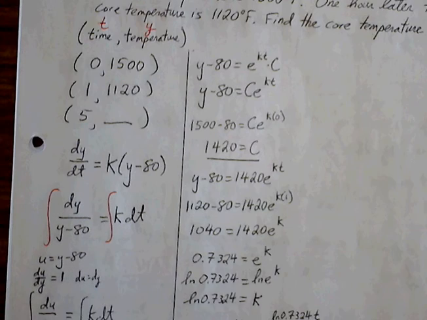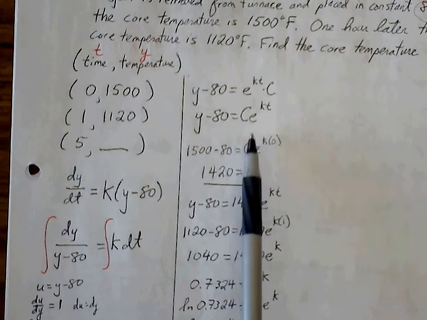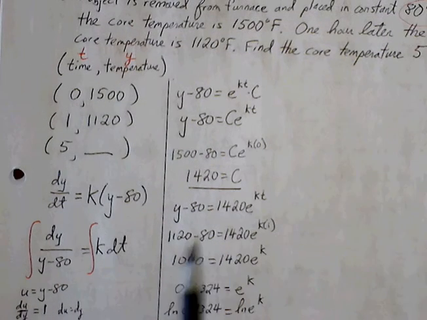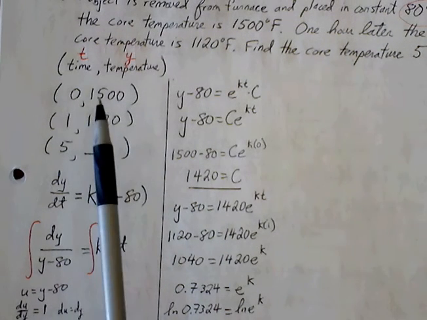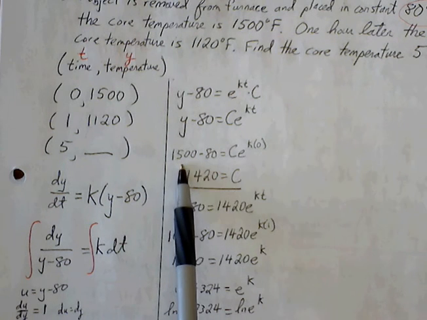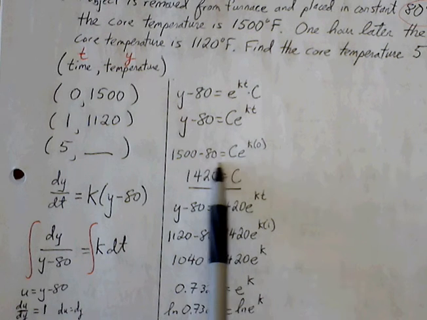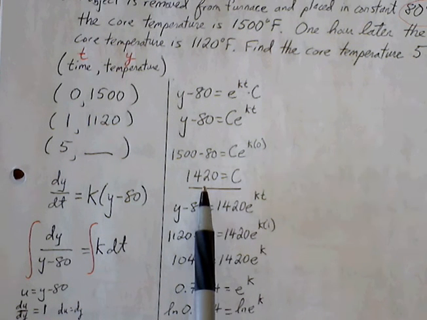So we get y minus 80 is equal to ce to the kt. Now we want to solve for c first. So we have the ordered pair (0, 1500). 1500 plugs in for y, 0 plugs in for t, and we just simplify and solve for c. We get 1420. So we have 1420 in for c.